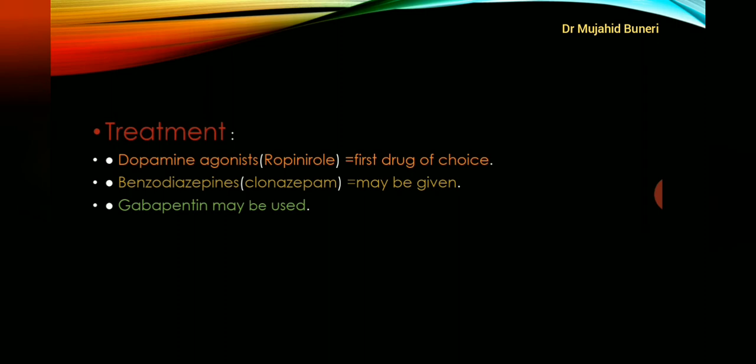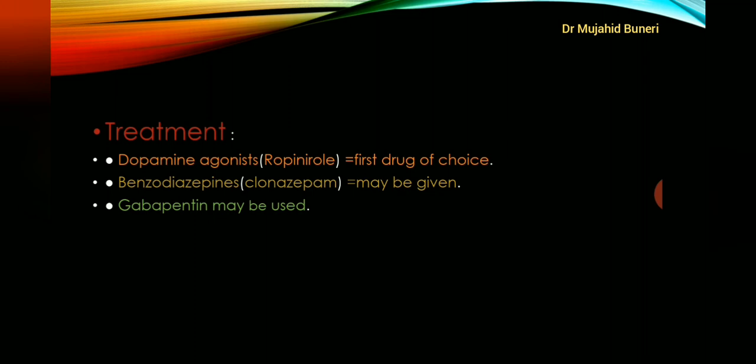What are the treatment options? Number 1. Treat the underlying cause which I have mentioned above. Number 2. The first drug of choice for symptomatic control is dopamine agonists like Ropinirole. Number 3. Other options include benzodiazepines like Clonazepam, and you can also give the patient Gabapentin for their symptomatic relief.